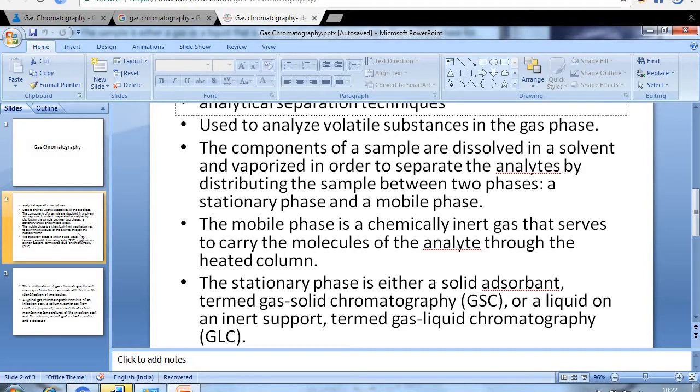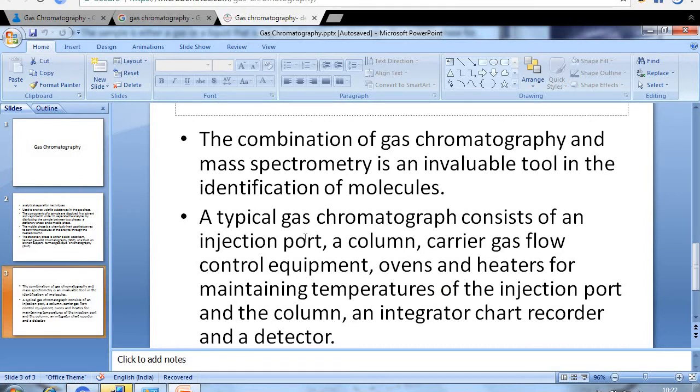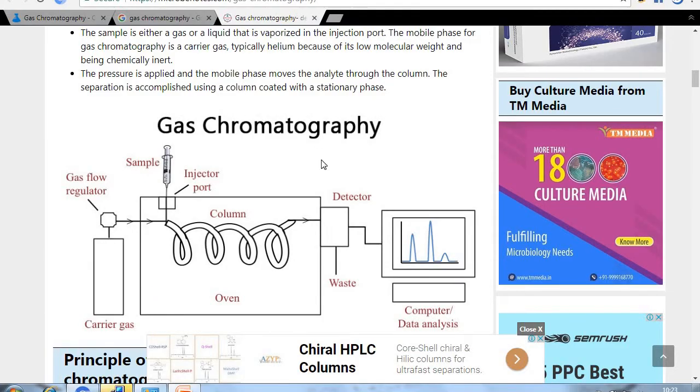As far as gas chromatography is concerned, it has been classified into two types based on the type of stationary phase you are going to use. If the stationary phase is in solid state, then it is called gas solid chromatography, and if it is in liquid state, then it is called gas liquid chromatography, that is GLC. As I told you before, this is used alongside mass spectrometry, and it is an invaluable tool for the identification of molecules. If you see the instrumentation part of any gas chromatography, this is a schematic diagram.